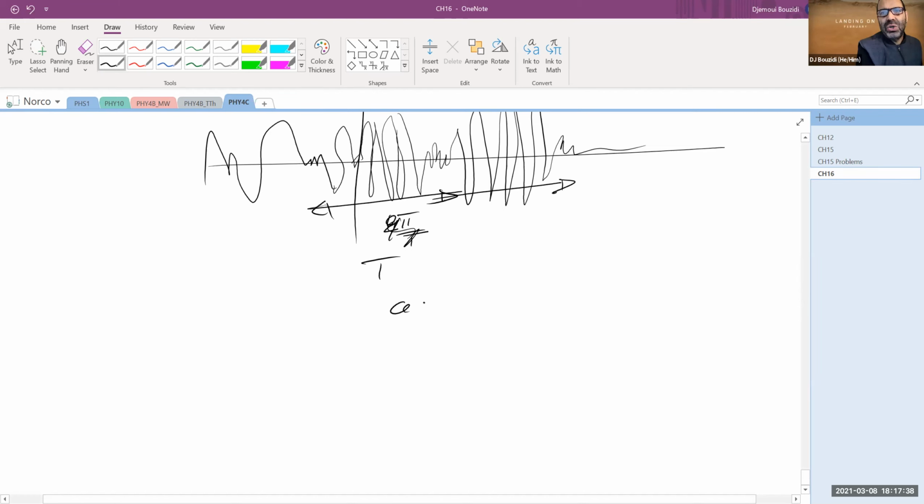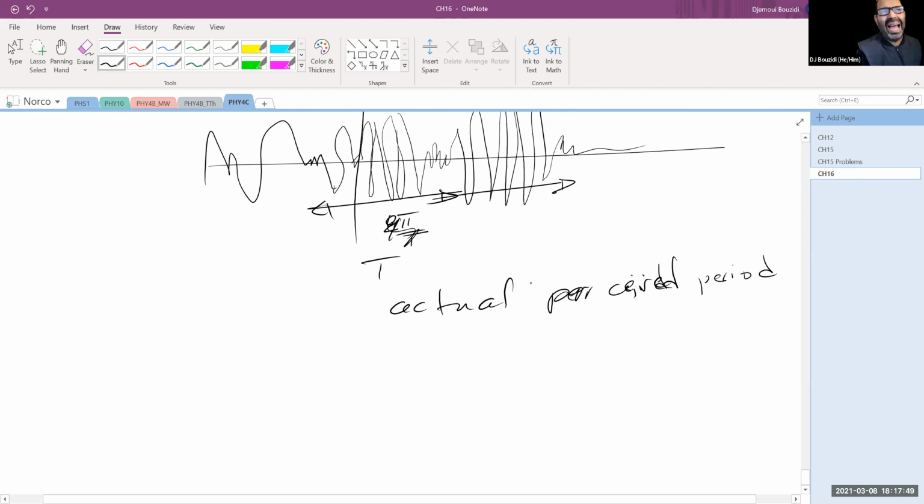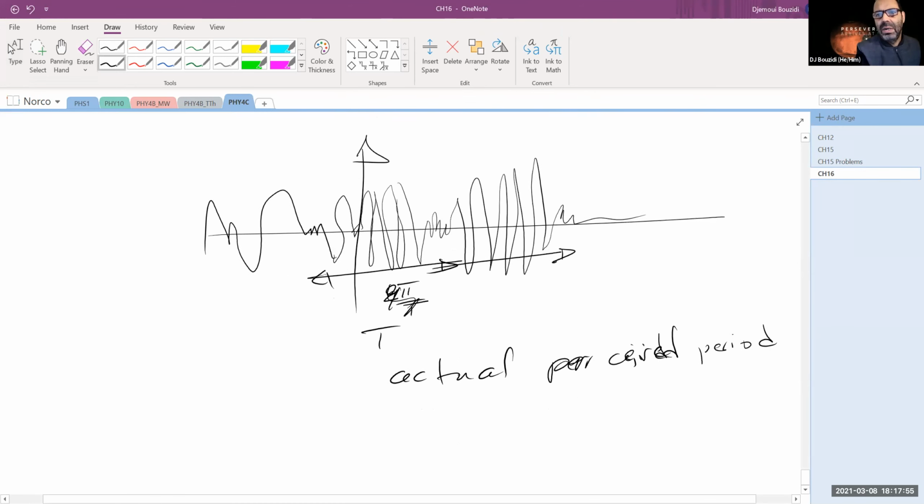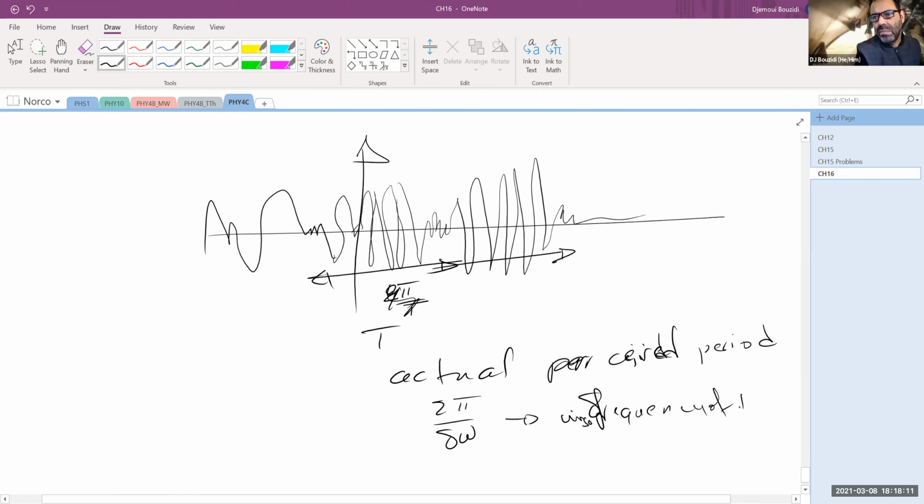So the actual perceived period is going to be half that period because of this parameter. It's going to be just 2 pi over delta omega, which means the actual angular frequency of the beats is omega 1 minus omega 2.